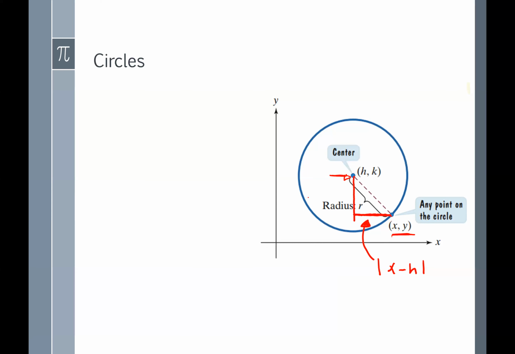And this vertical distance: the top point, the y-coordinate is k. The bottom point, the y-coordinate is y. I am going to write that as y minus k, however, because that's the form that I want it in. So I will put absolute values around it to make sure that that distance is truly positive.